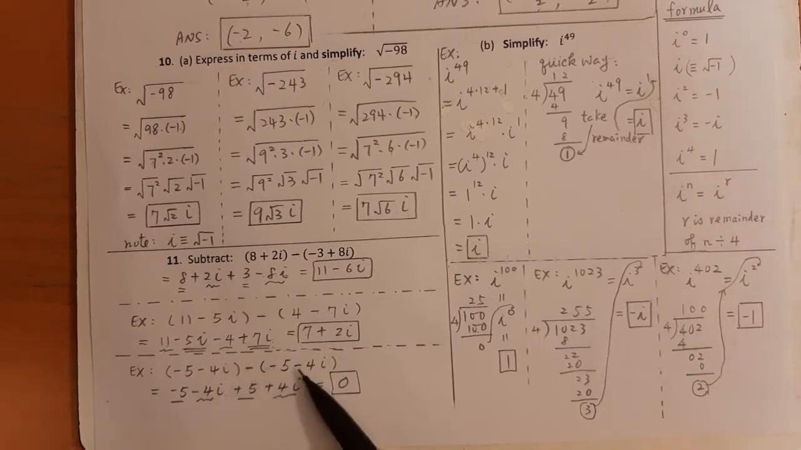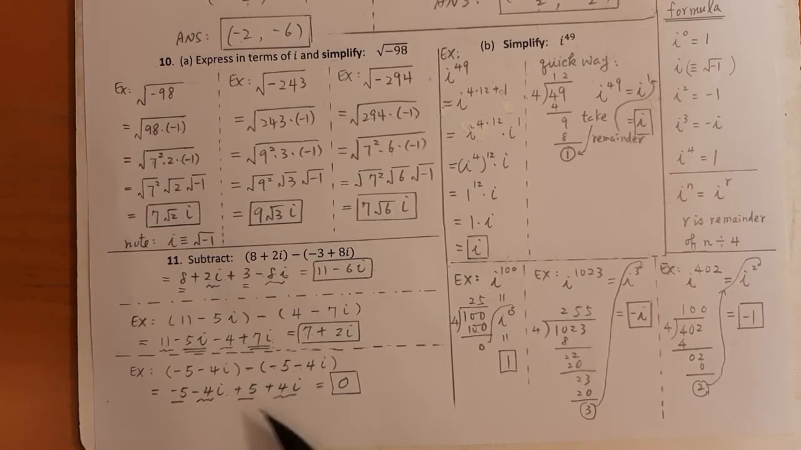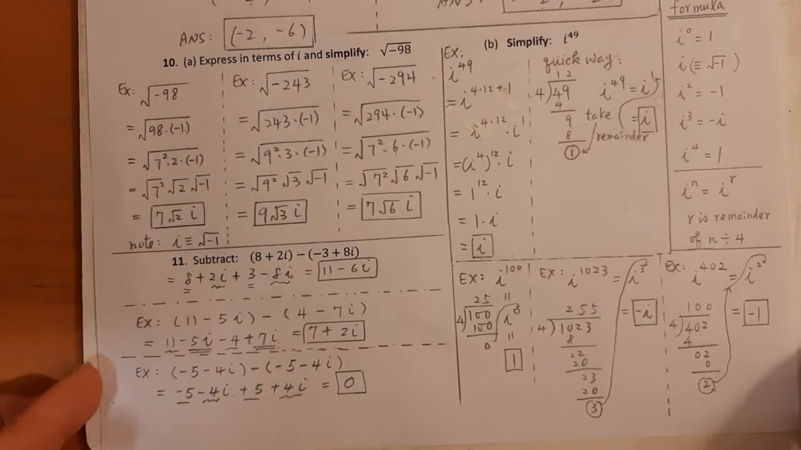Then the two subtraction, negative 5 minus 4i. Negative times negative becomes positive, negative times negative becomes positive, distributing in. So then negative 5 add 5 is 0. Negative 4i add 4i is 0. So the answer is 0.